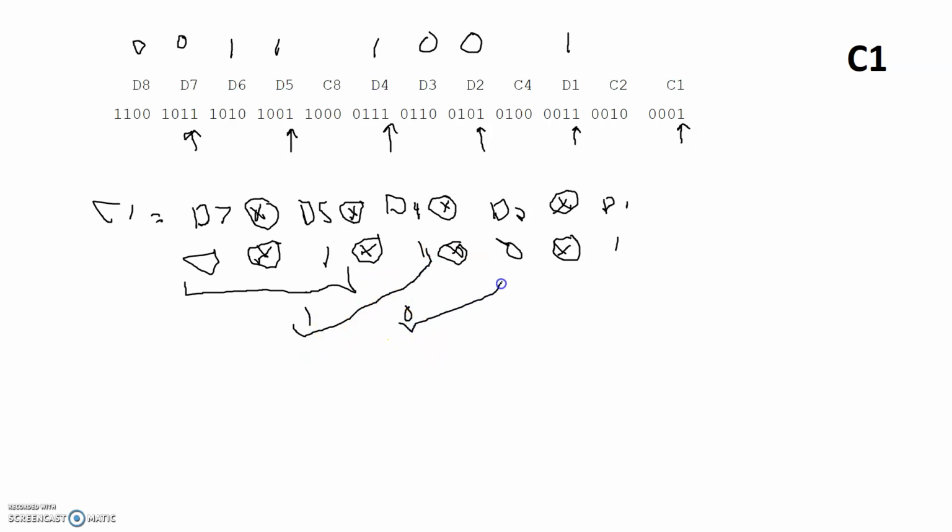0 exclusive OR with 0. They're not different, so this is 0. 0 exclusive OR with 1. It is different, and so that's 1. So check bit 1 is going to be the value 1.